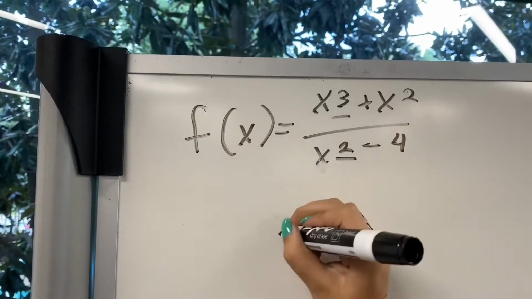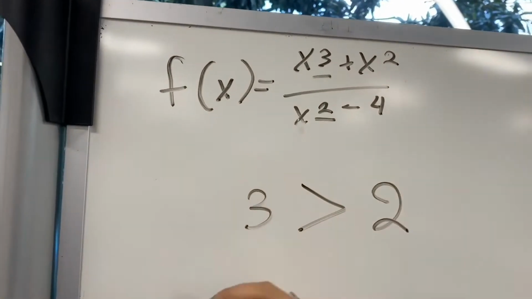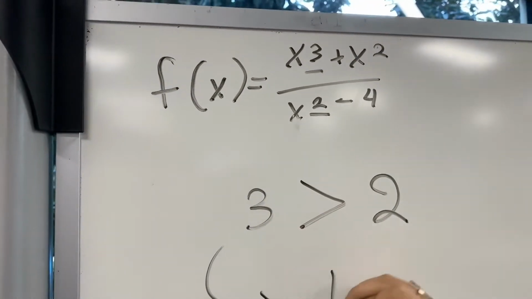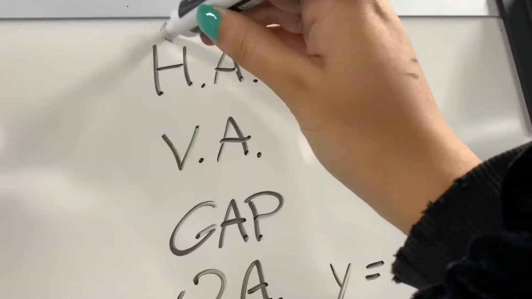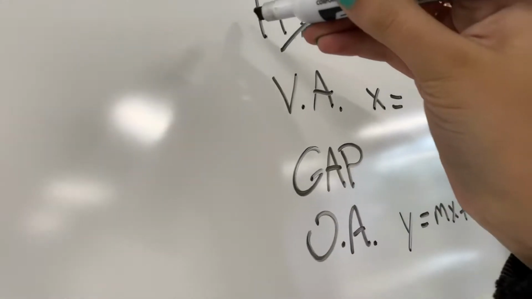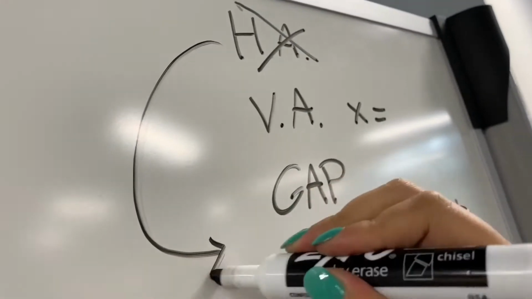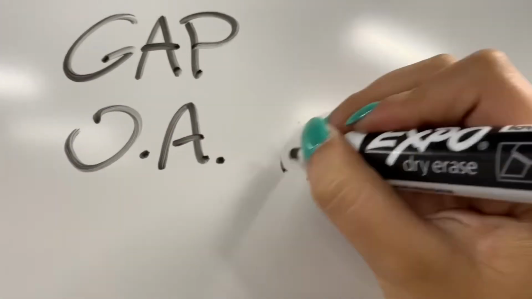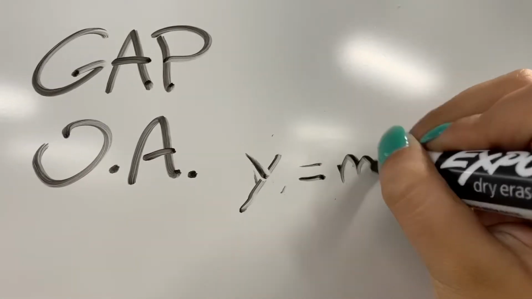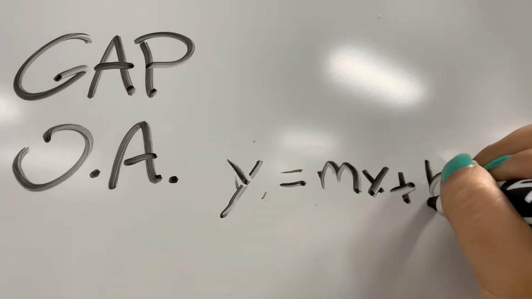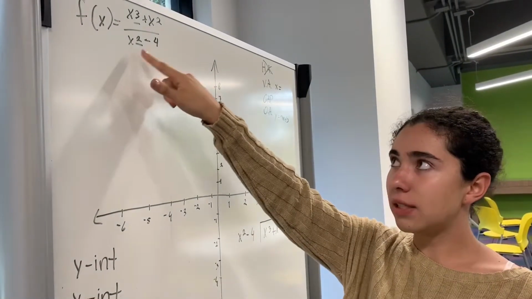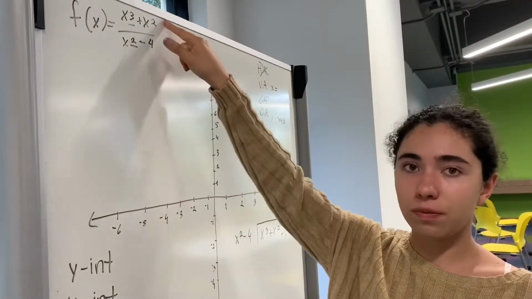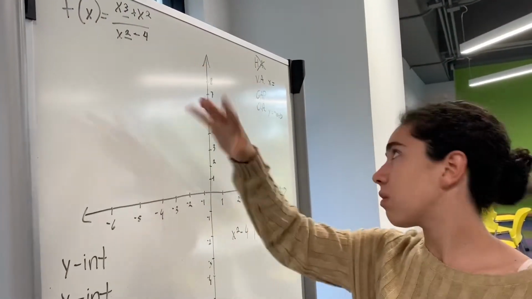The power of the numerator is greater than the power of the denominator. Because of this, there's no horizontal asymptote, and when there's no horizontal asymptote present, we are going to find an oblique asymptote. There is no gap. Why? When we tried to factorize this, it was impossible to cancel anything from the top. So in conclusion, we don't have a gap.